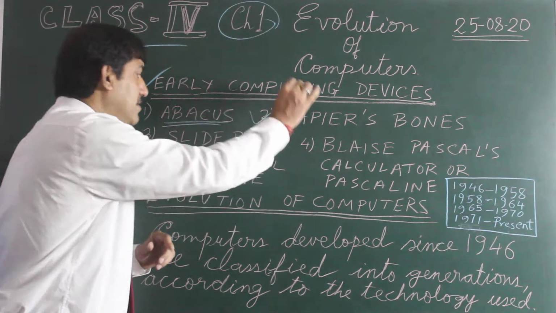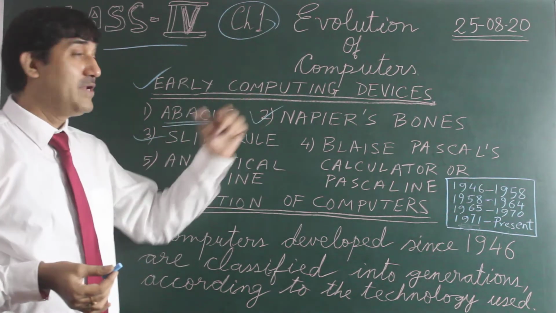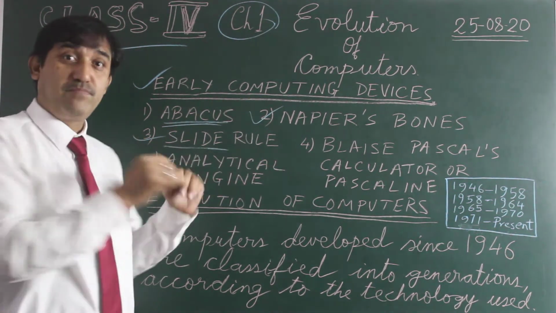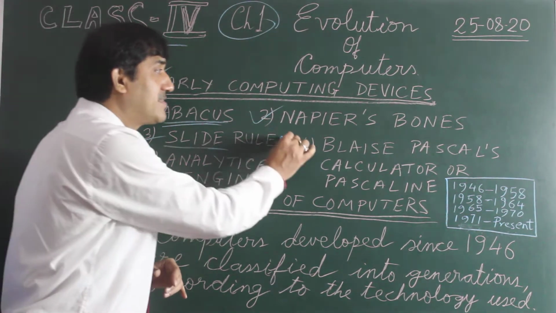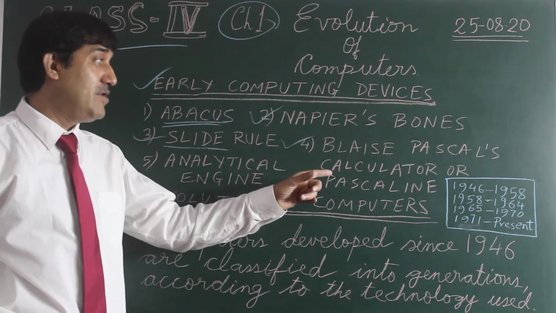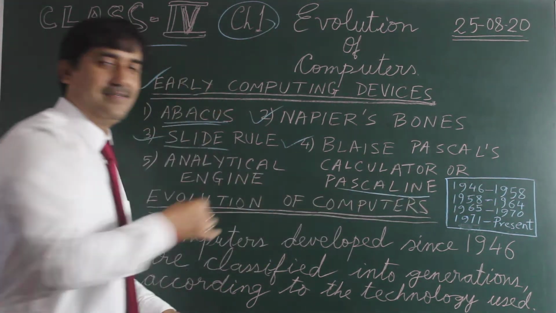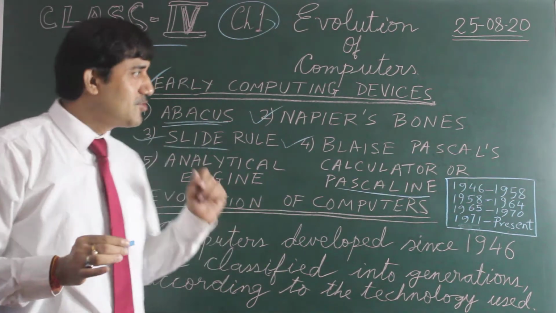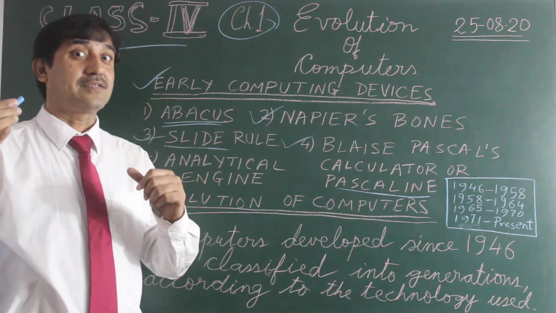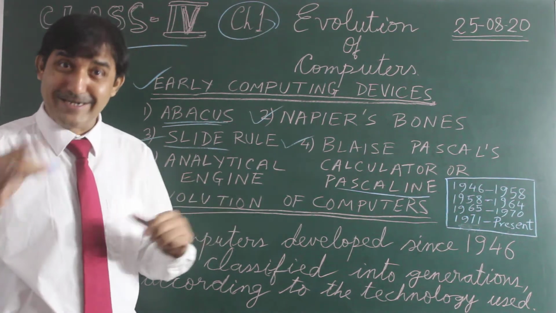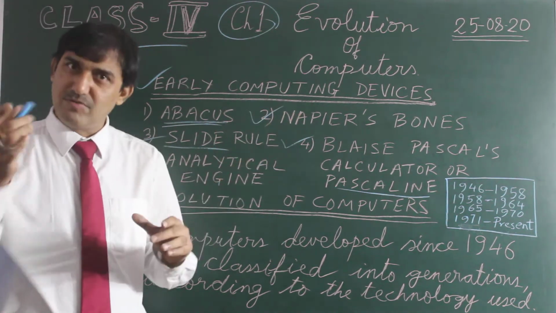Next comes slide rule. This is another computing device. If you go through the slide rule, how it works, what is the function, what is the use. Besides, Pascal's calculator, or in one word you can tell Pascaline. So these are the early computing devices. If a question asks, like, name one or two early computing devices, you can tell.